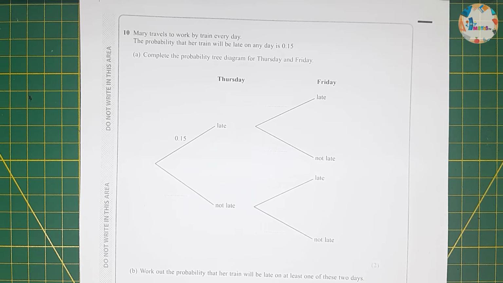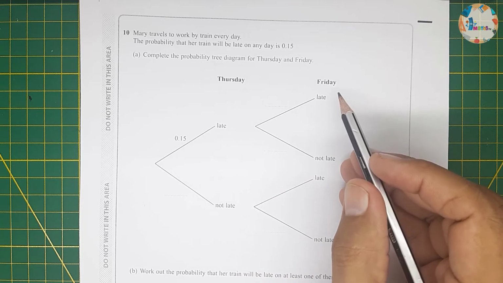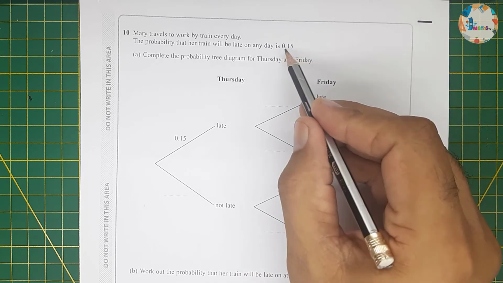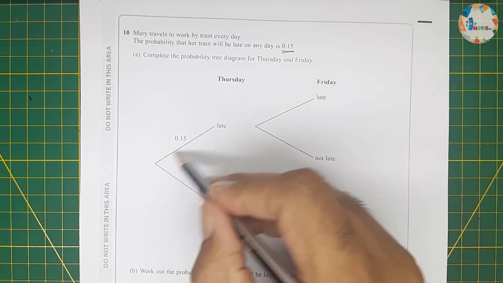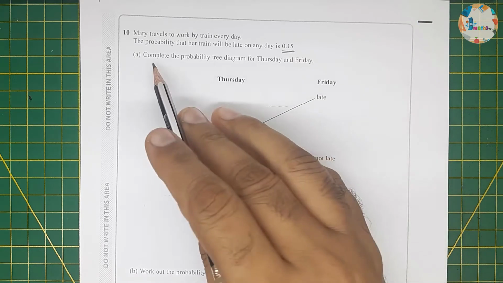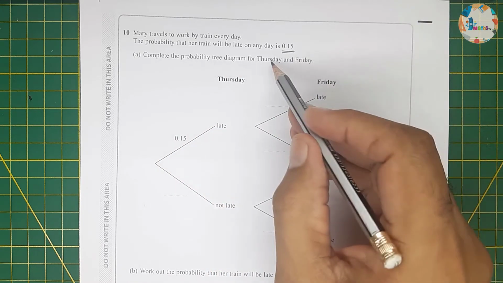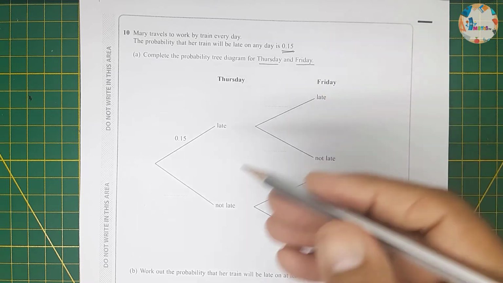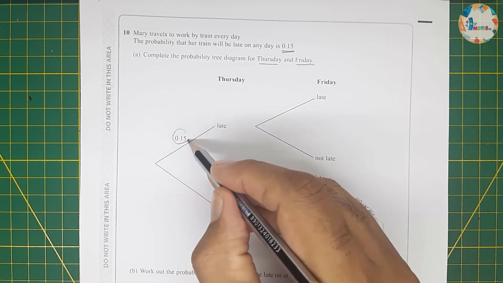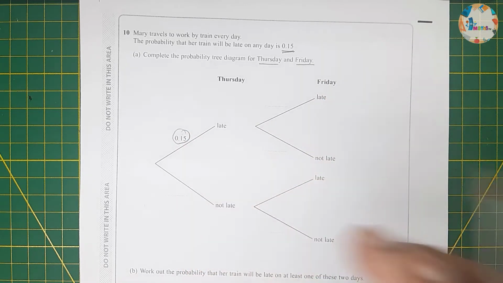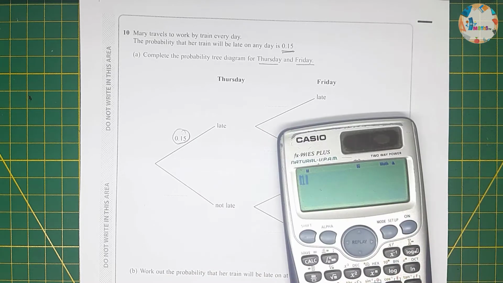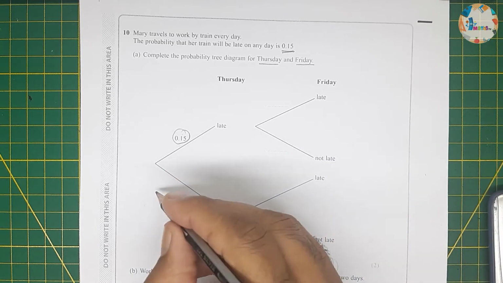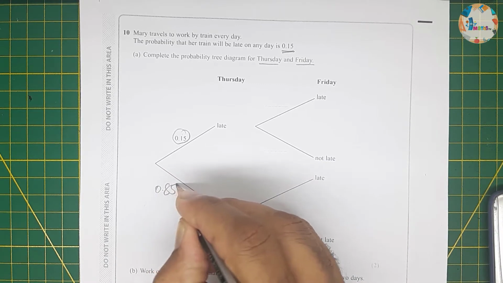Mary travels to work by train every day. The probability that her train will be late on any day is this one. Complete the probability tree diagram for Thursday and Friday. So for Thursday this one is late, so 1 minus this will be not late, so we can write 1 minus 0.15 which is equal to 0.85.